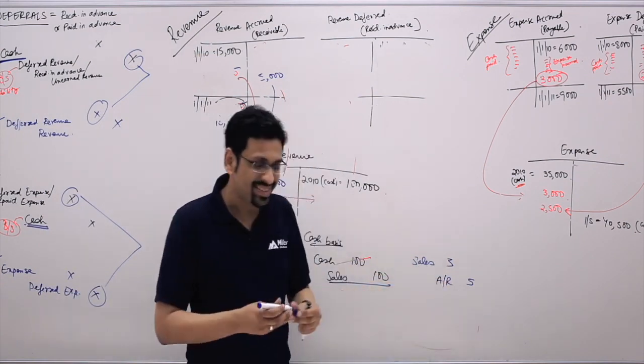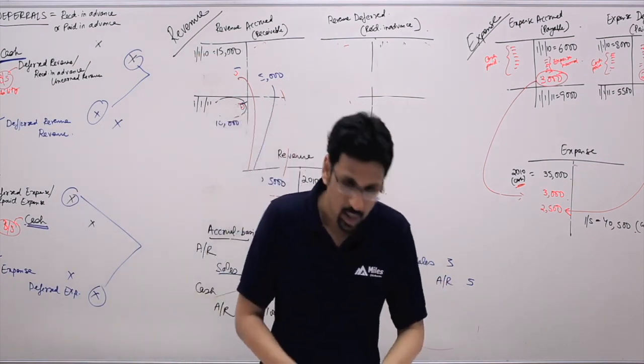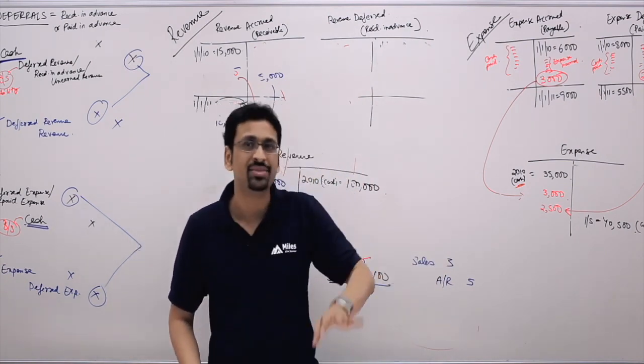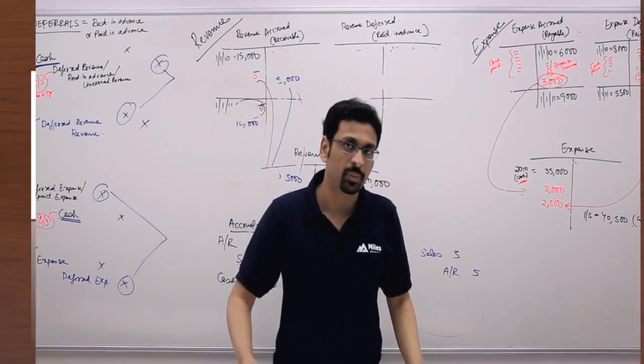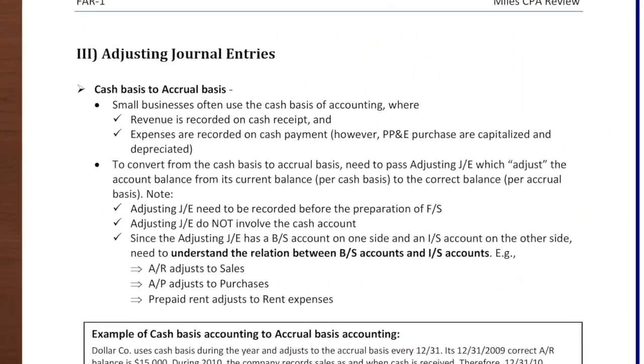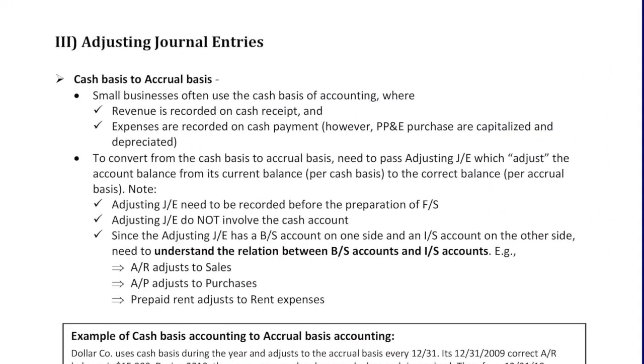So guys, it's just an adjustment that we do at year end. We come in, we pass a single journal entry that cleans up all the mess, converts cash to accrual basis. When making journal entries to adjust from the cash basis to accrual basis, it is important to identify two types of amounts. First one, highlight current balance and underline cash basis. Next, highlight correct balance and underline accrual basis.